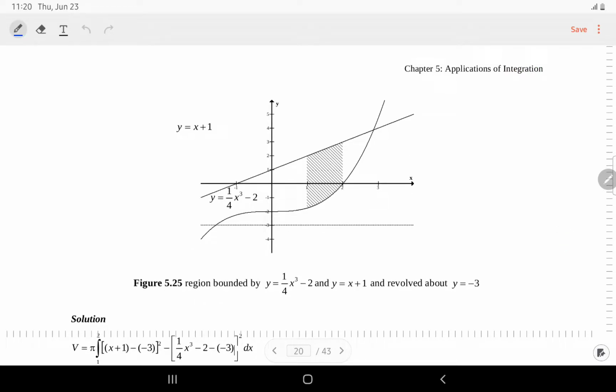Okay, so this time the region bounded by this curve, y equals 1 over 4 x cubed minus 2. So this is the curve, and also bounded by y equals x plus 1. This is the straight line.